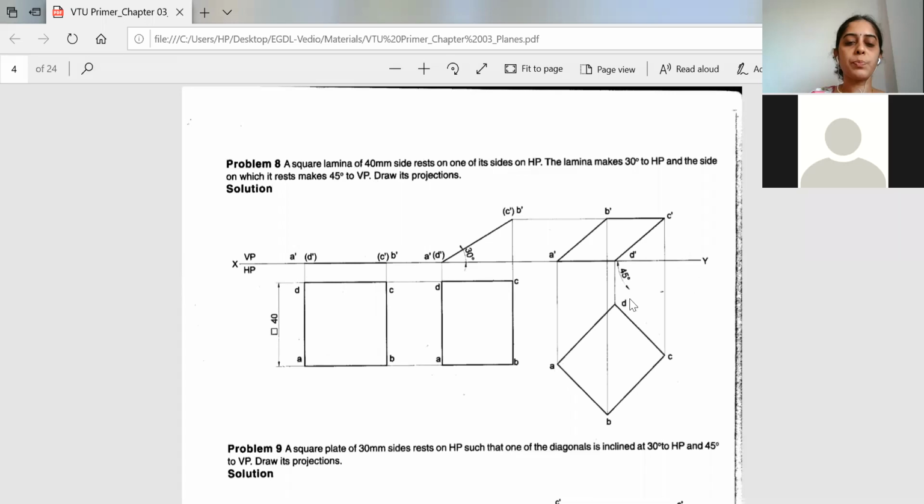Remember, you can take 45° to VP in this way or in this way, whichever is convenient to you, depending upon the availability of space in your sheet. So here it is taken 45° in this way. The 45° line is taken here using the protractor. Then leave some space and fix the point D. After fixing the point D, you measure this distance, how much it is: 40 mm. Keeping one end of the compass here, you will cut an arc on the 45° line. So you will get this edge.